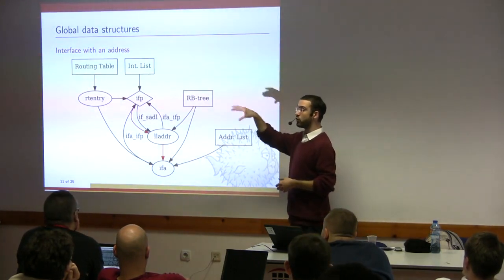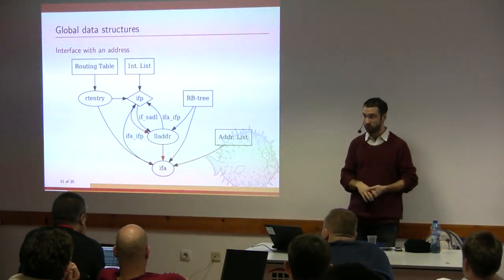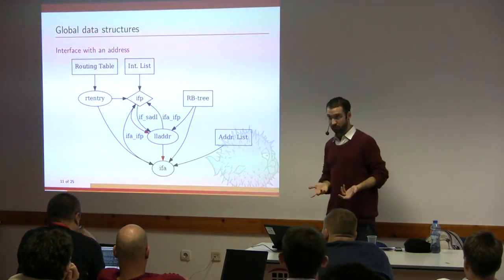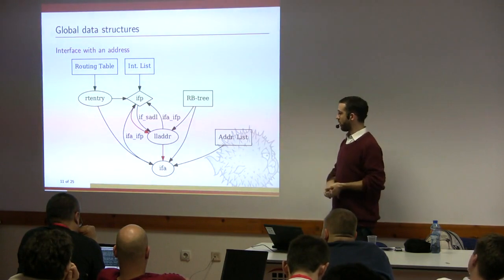Now, it appears that the routing table is also a rectangle. So if you followed and are not asleep after lunch, you get that it's also a global structure. That's what I'm going to talk about.